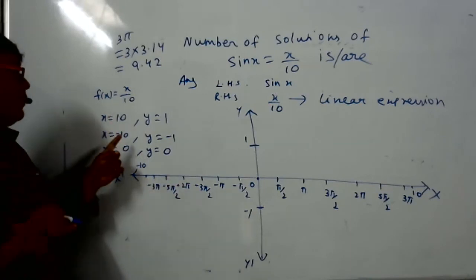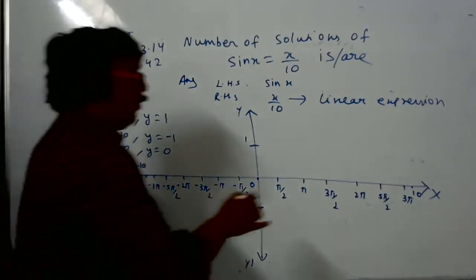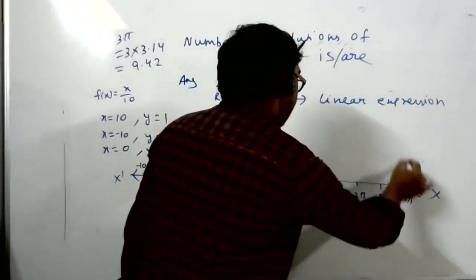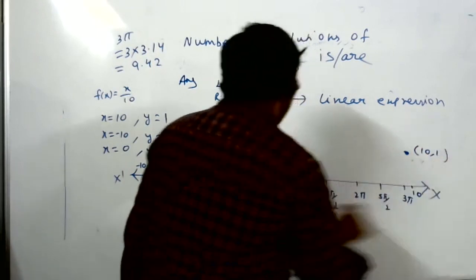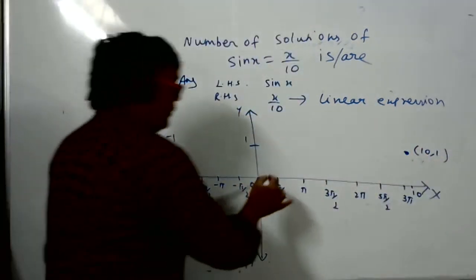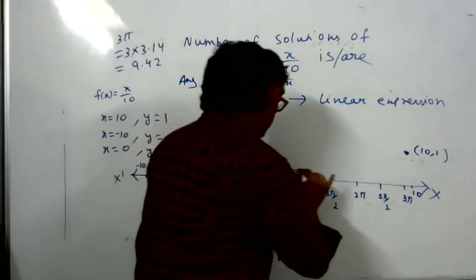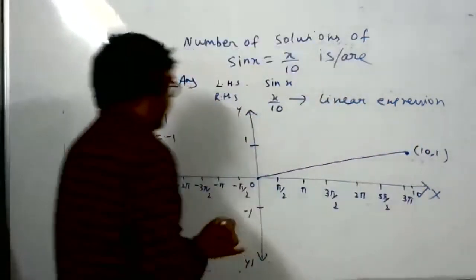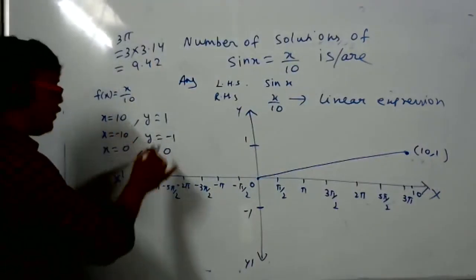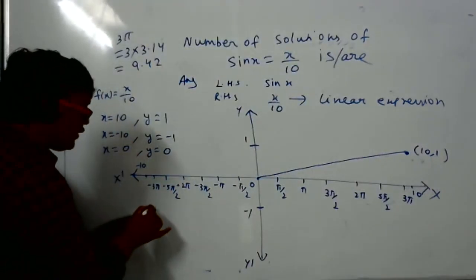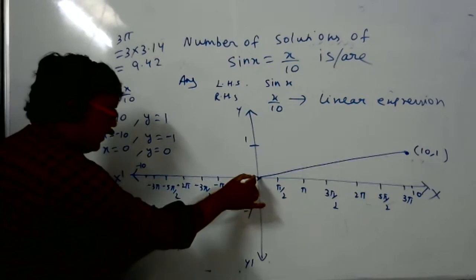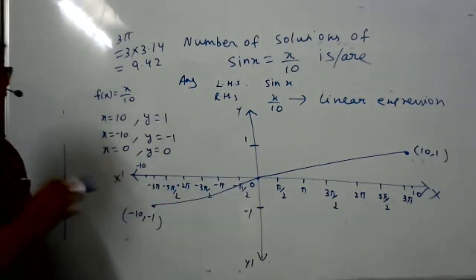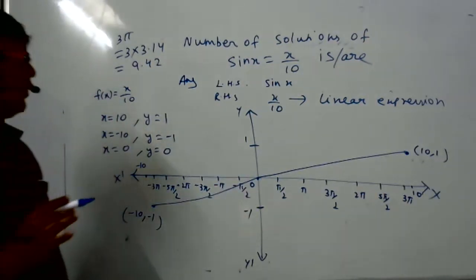I'll plot the line first. X is 10, y is 1. Where is 10 comma 1, student? 10 comma 1 is somewhere here. Where is 0 comma 0? Here. So I will join these two. This is the line. Extend it. Here minus 10 means minus 1. I hope all the students are understanding this line we are plotting now. Minus 10 comma minus 1 here. So extend this and join to this. This is the line. You should draw a straight line.